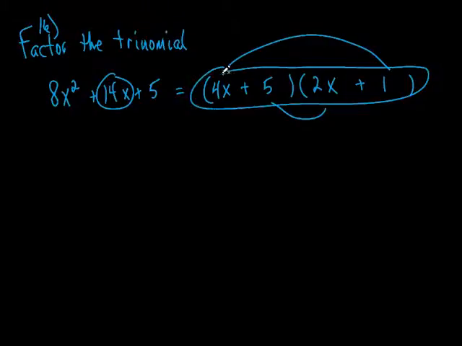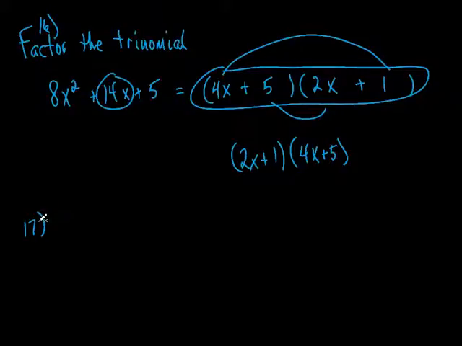Sorry, did you put 1 and 5? On mine, I put the 2x plus 1 first and then 2x plus 5. Yep, same thing though. You could have said 2x plus 1 times 4x plus 5, and that's the same exact thing. I just assumed you put them in the same order.